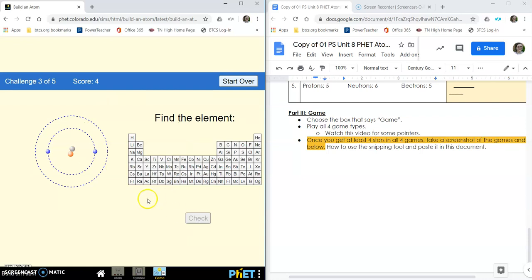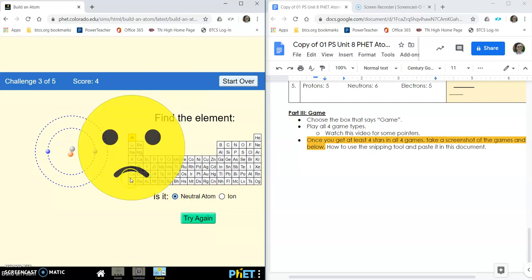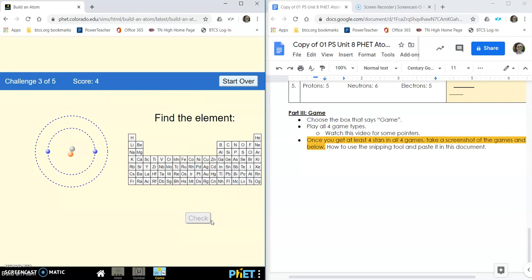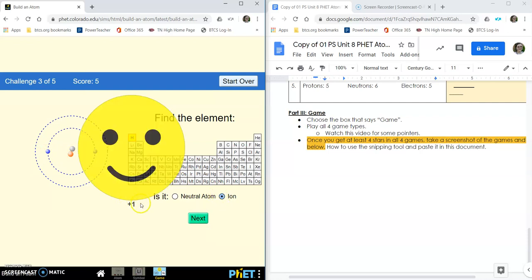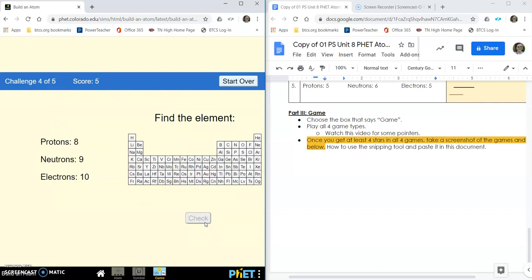Now let's say you make a mistake. So we have 1 proton here, and let's say I make a mistake and say that this is a neutral atom. It's going to give me a sad face and ask me to try again. So I feel pretty confident that this is hydrogen, but now I know that it's an ion because I have 1 proton minus 2 electrons. So I can get half of my points back when I do that. Each section has 5 questions. Okay. So to get your 4 stars, you need at least 8 points.